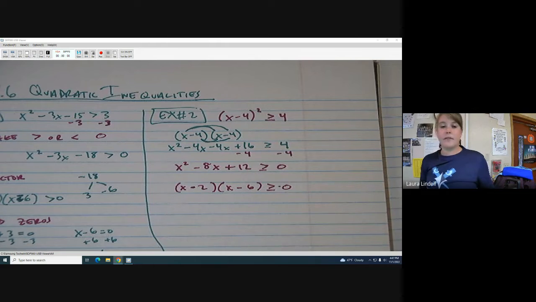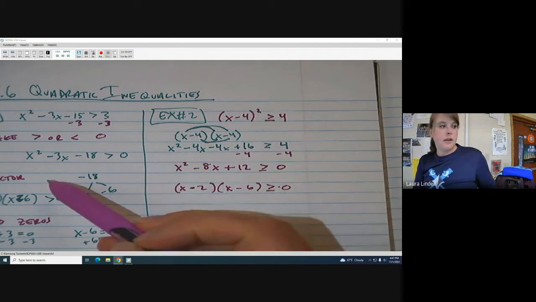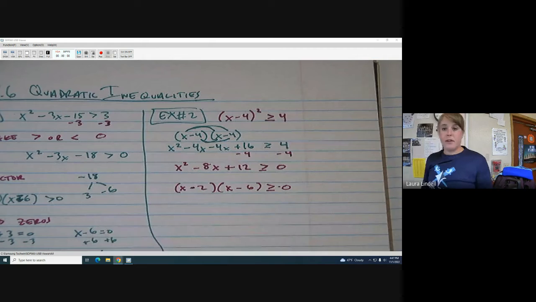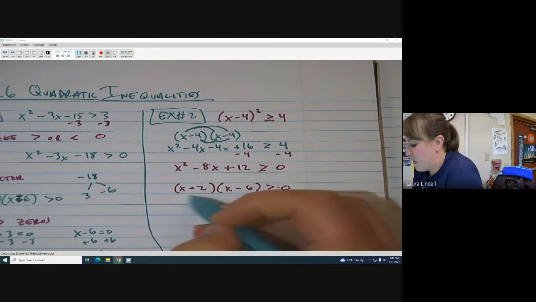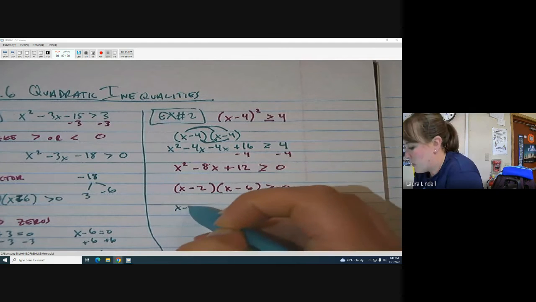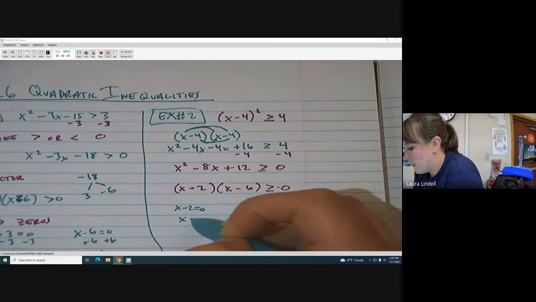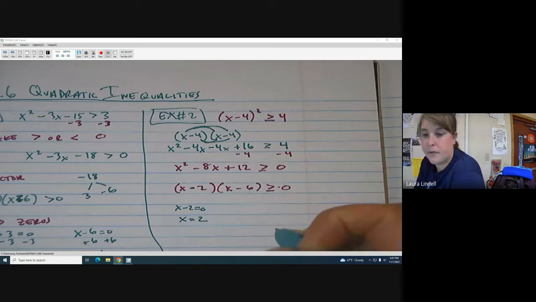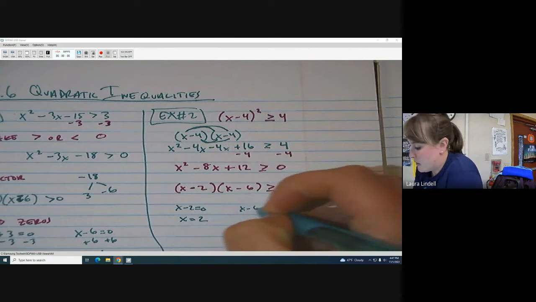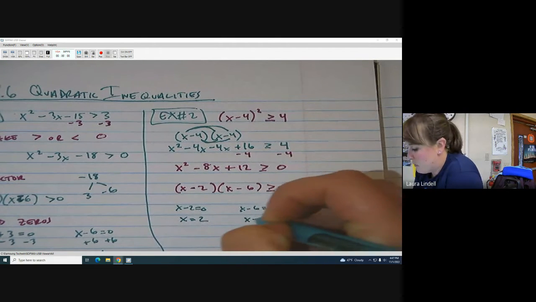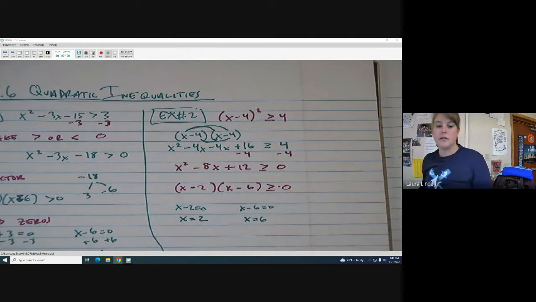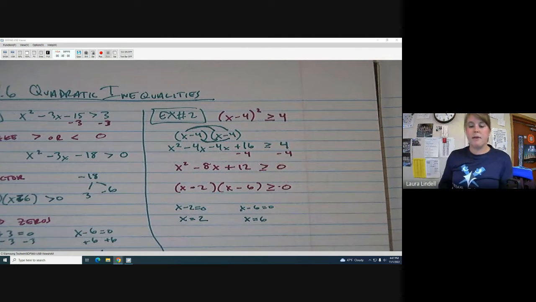So now that we factored it, that was step 2. Now we want to find our zeros. That was step 3. So what's going to make this 0? Well, x minus 2 equals 0 tells me that x is going to be positive 2. x minus 6 equals 0 tells me that x is going to be positive 6. So 2 and 6 are my 2 numbers that I'm interested in.